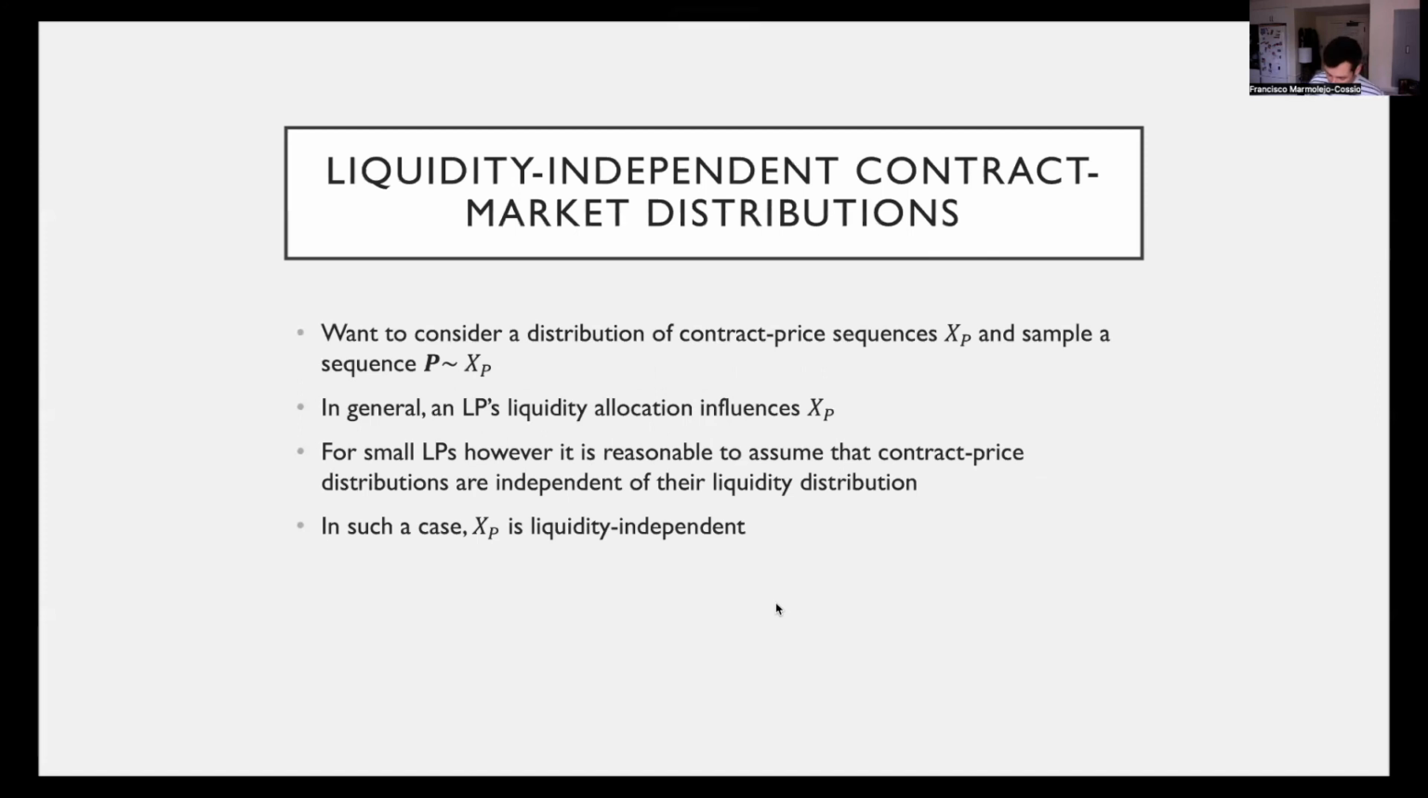And so with that in mind, rather than looking at a deterministic price sequence, let's imagine that there's a distribution of these given by capital P, and we're going to be focusing on liquidity independent distributions, which distills the fact that my liquidity doesn't affect this distribution of prices. In general, my liquidity is going to affect this distribution for many reasons, not just the mechanics of the contract, but also potentially the desirability of trades for traders. But this is a reasonable assumption for small liquidity providers. And we call these sequences liquidity independent.